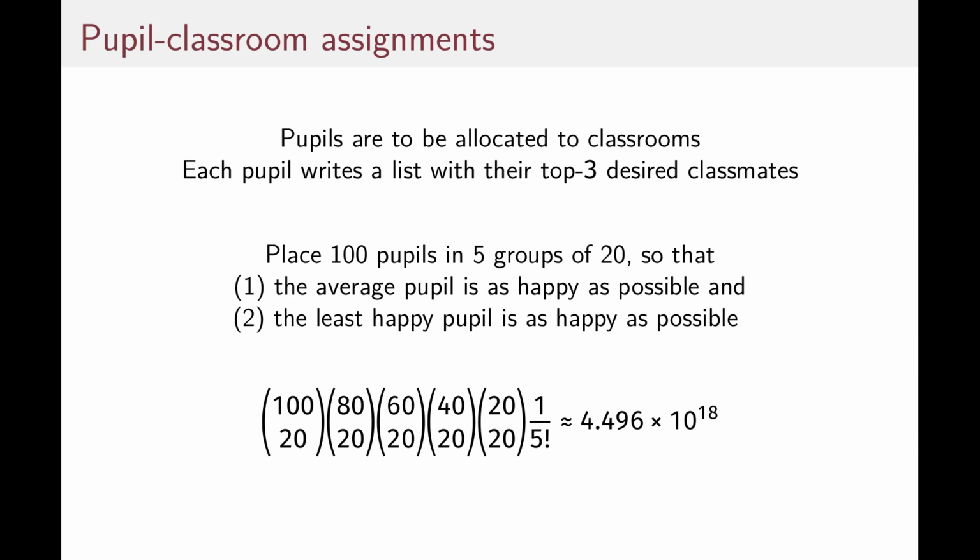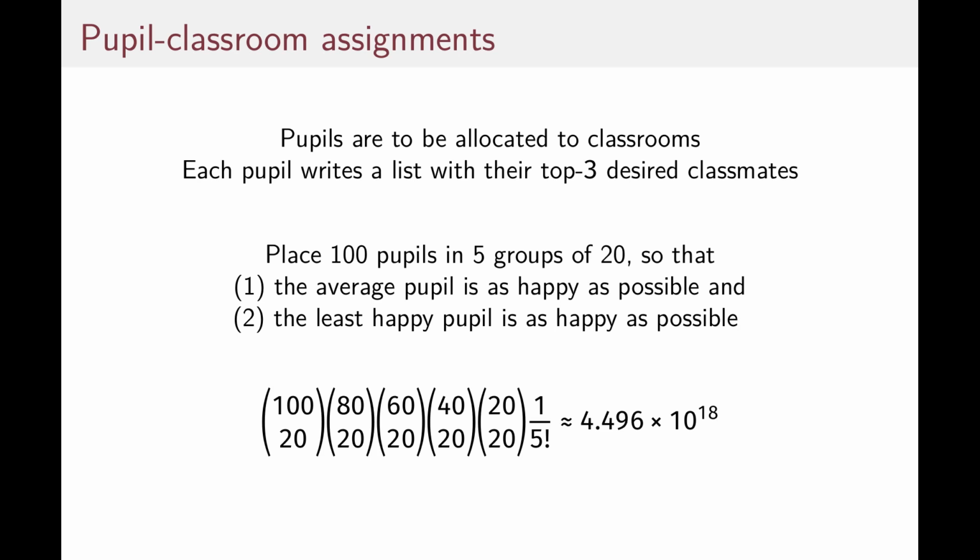So let's look at this a bit more mathematically. We want to place 100 pupils into 5 groups of 20, so that 1, the average pupil is as happy as possible, and 2, the least happy pupil is as happy as possible.